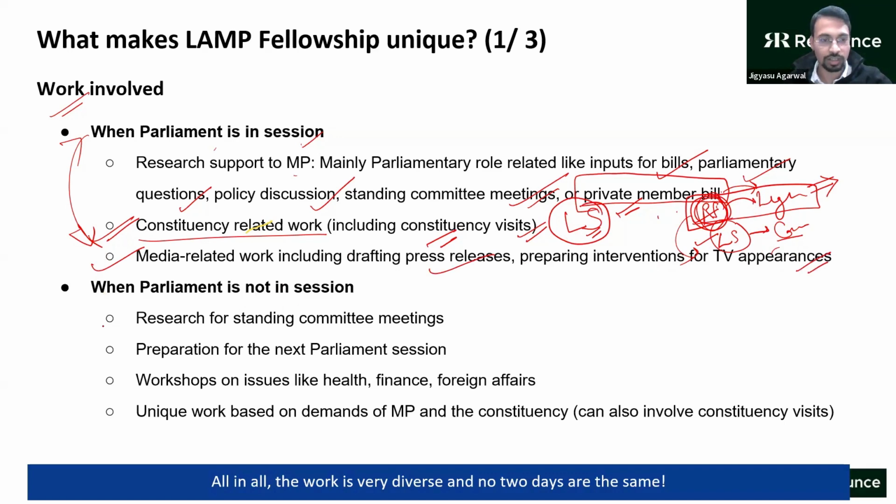When Parliament is not in session, number one, research for standing committee meetings, because standing committees work around the year. Then maybe preparation for the next parliamentary sessions. Then a lot of workshops are conducted by PRS. These are training and upskilling workshops for you, so you'll get an opportunity to become part of all those workshops, and unique work based on the demands of the MP and the constituency. It can also involve the constituency. So all in all, the work is very diverse and no two days are the same. That makes this fellowship unique.